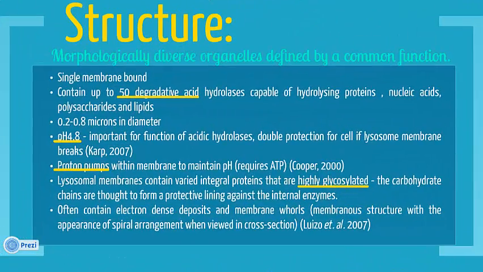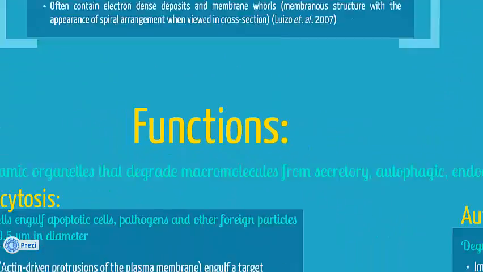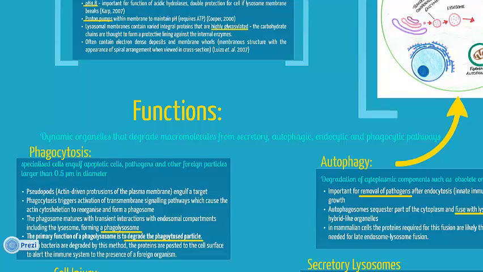The structure of lysosomes includes a single membrane-bound organelle that functions at pH 4.8. The membrane of lysosomes contains varied integral proteins to form a protective lining against the internal enzymes. Lysosomes are dynamic organelles that degrade macromolecules.